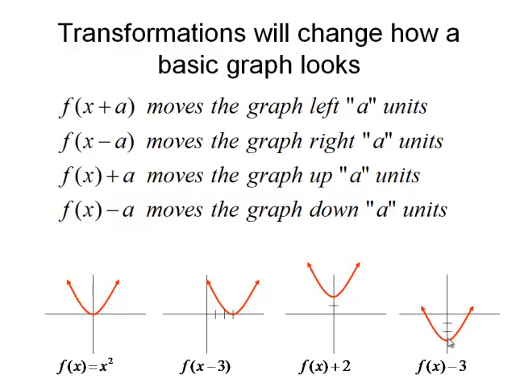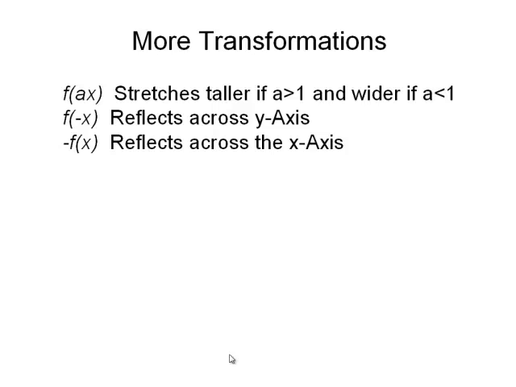So you just need to know inside and outside, left and right, up and down. Outside is up and down. Inside is left and right, except it's backwards on the inside. Now, if you put a number in front of x, it's going to make it taller and wider. Bigger than 1 numbers make it taller. Less than 1 positive numbers make it wider. If you put a negative in front of the x in the parentheses, it will reflect across the y-axis. If you put a negative outside your function, it's going to reflect across the x-axis.